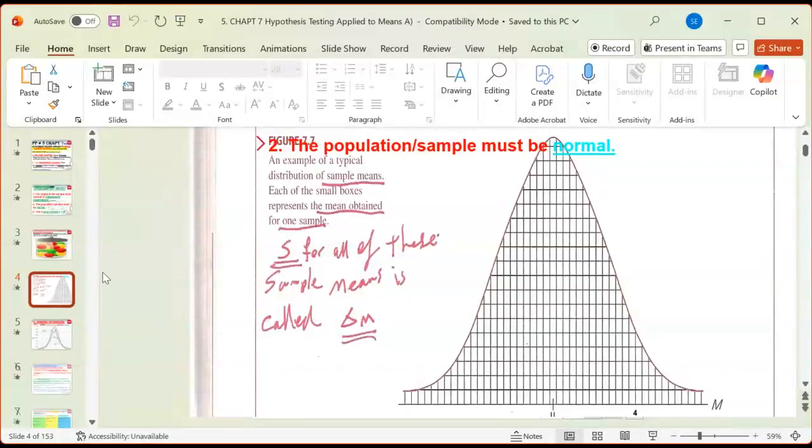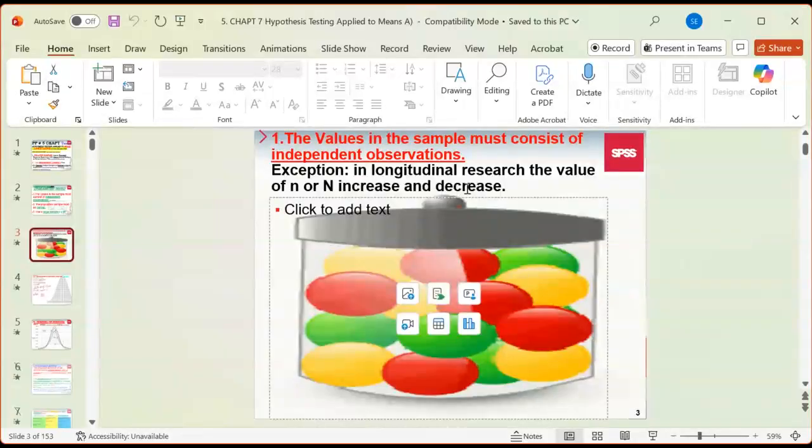So again, you can take unlimited samples from a population. Even though there are 1,000, I can take a sample of 200, the next person 300, the next person 500, 600. They all go back into the population. This is the meaning of the values in the sample must consist of independent observation.